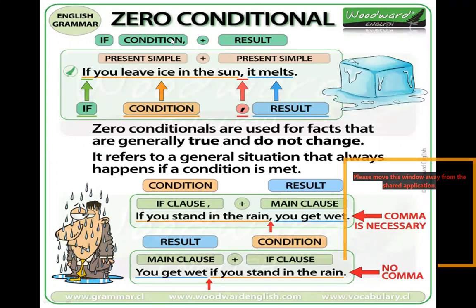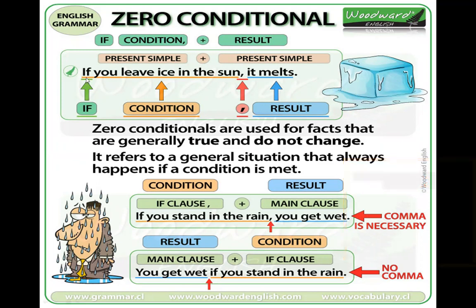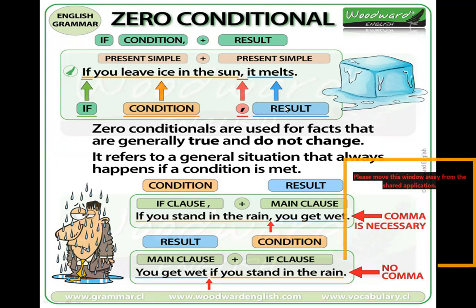Another slide, same information. We have a different slide here. Zero conditional, if condition plus result. Present simple, previously writing if. If you leave ice in the sun, comma, it melts. Condition, result, simple present, simple present.